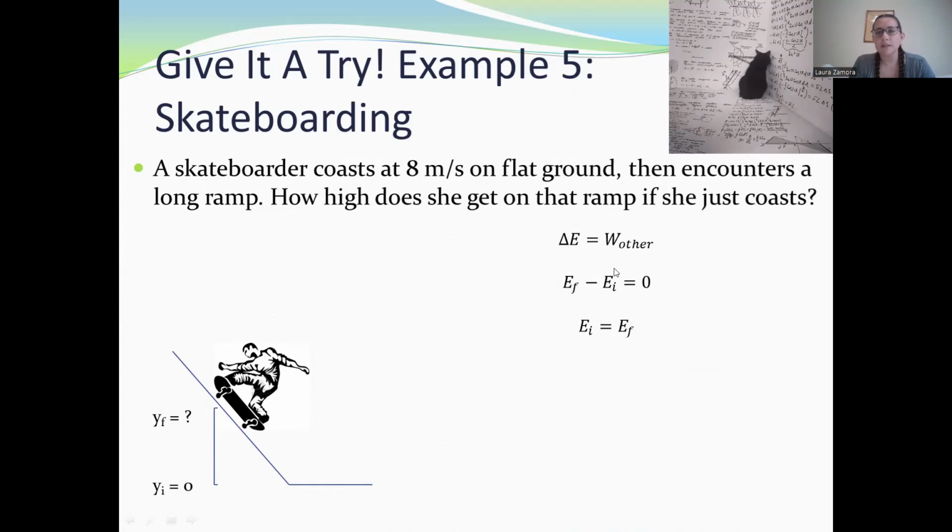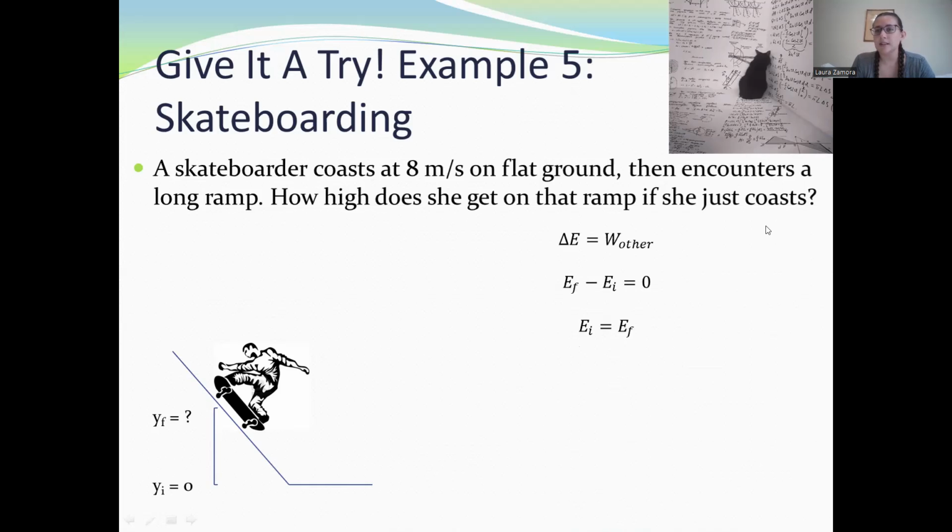Okay, so if our assumption is true that there is no friction, then there's no outside force acting on it. That means that our initial energy equals our final energy. And so we would have conservation of energy.